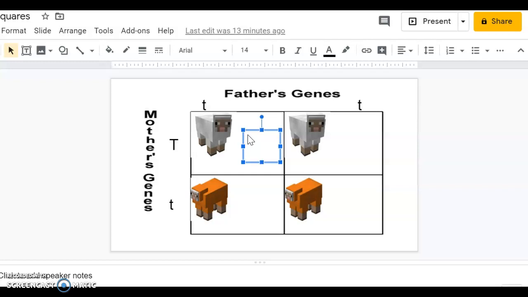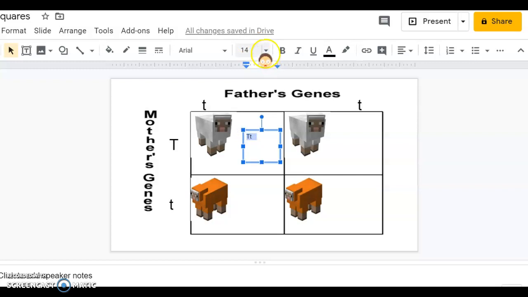allele. The allele we're going to talk about here is sheep color. Our white sheep are going to be dominant and our orange sheep are going to be recessive. So what you do is you go over here, we have a big T and a little t. It's like a multiplication table. So you take that and you take that, you type big T, little t.